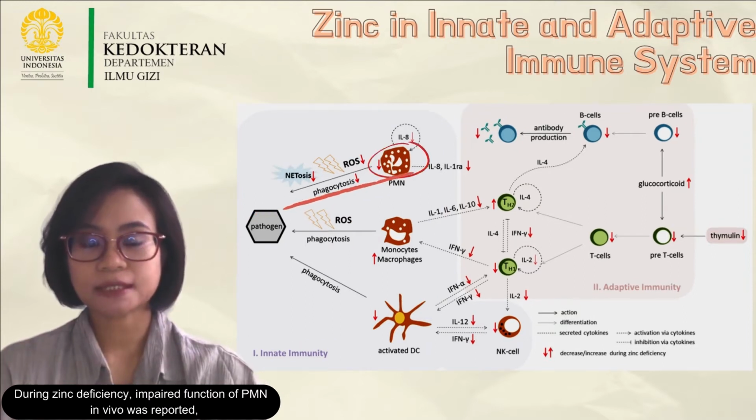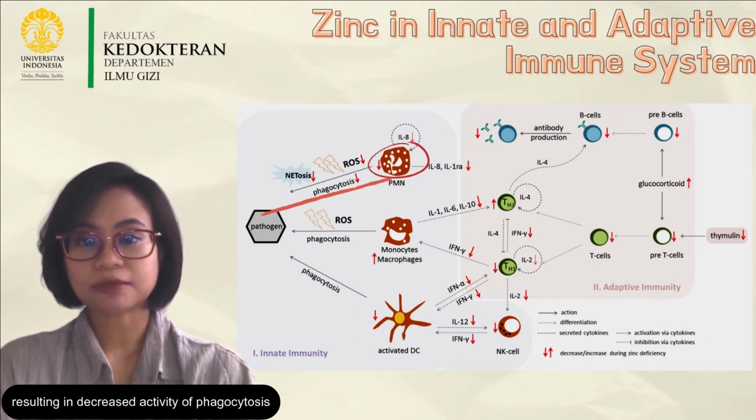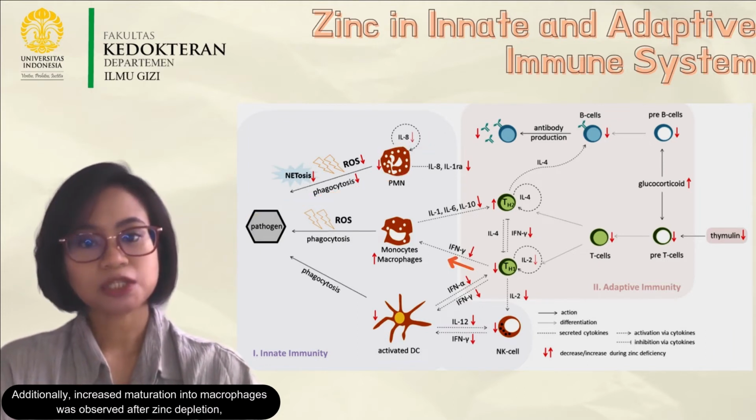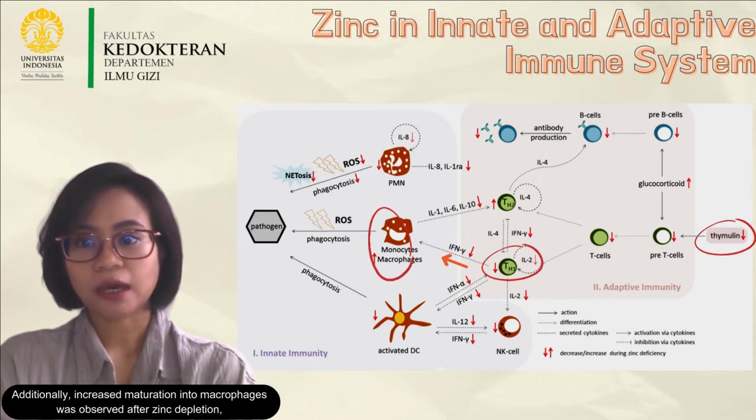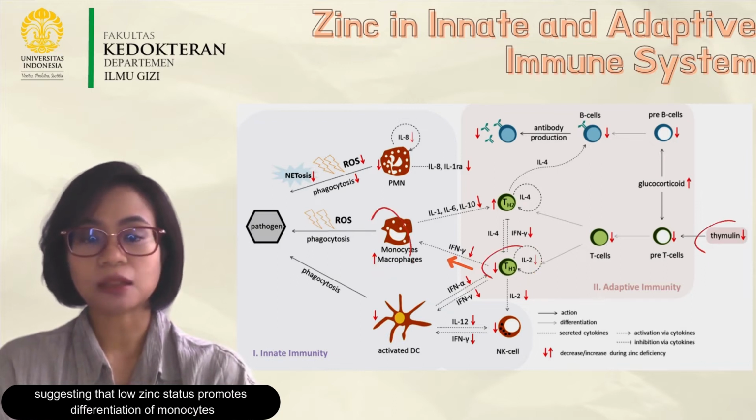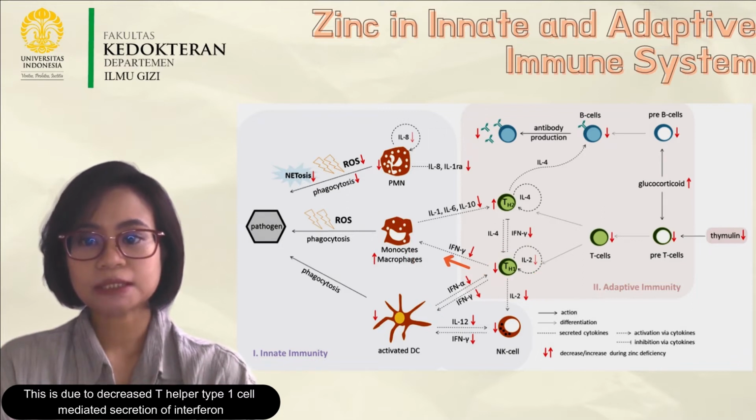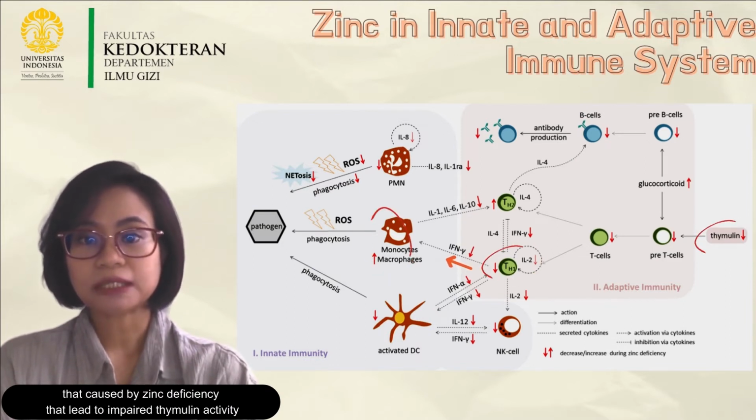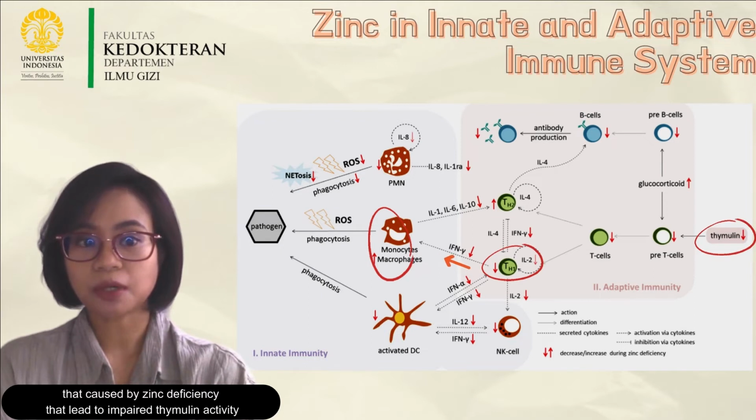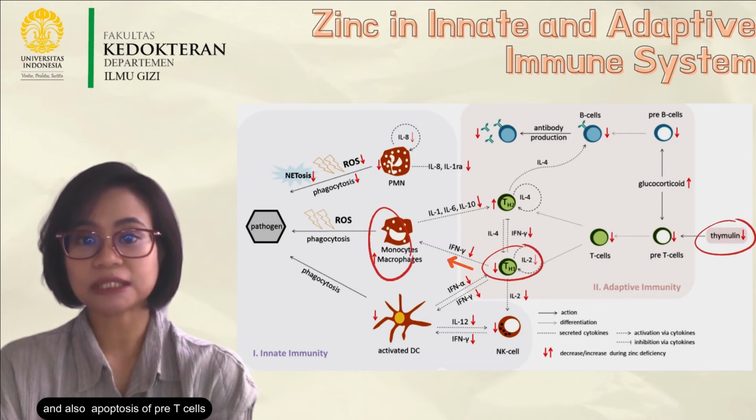During zinc deficiency, impaired function of PMN in vivo was reported, resulting in decreased phagocytosis activity. Additionally, increased maturation into macrophages was observed after zinc depletion, suggesting that low zinc status promotes differentiation of monocytes. This is due to decreased T helper type 1 cell-mediated secretion of interferon caused by zinc deficiency, which leads to impaired thymulin activity and also apoptosis of T cells.